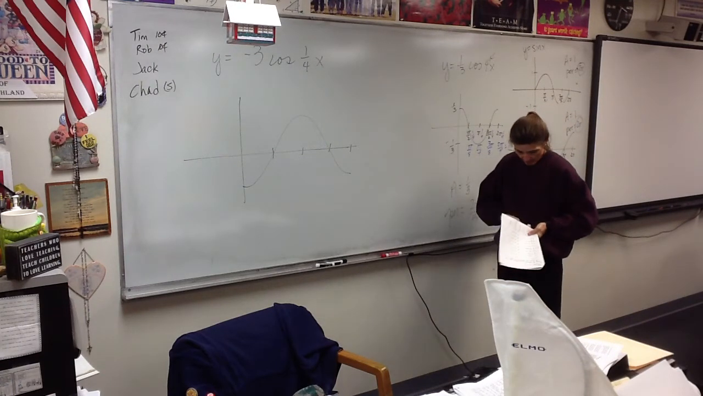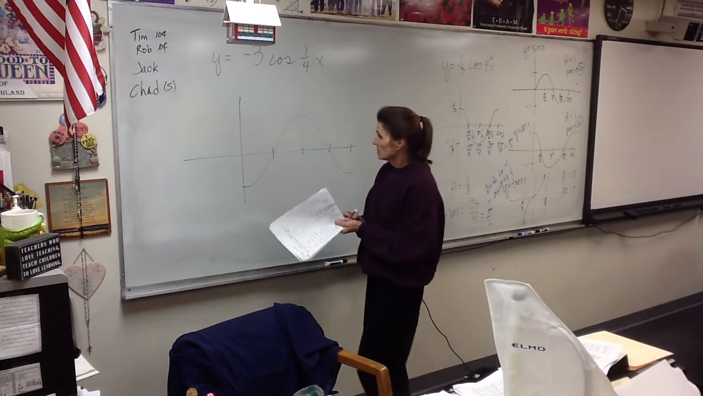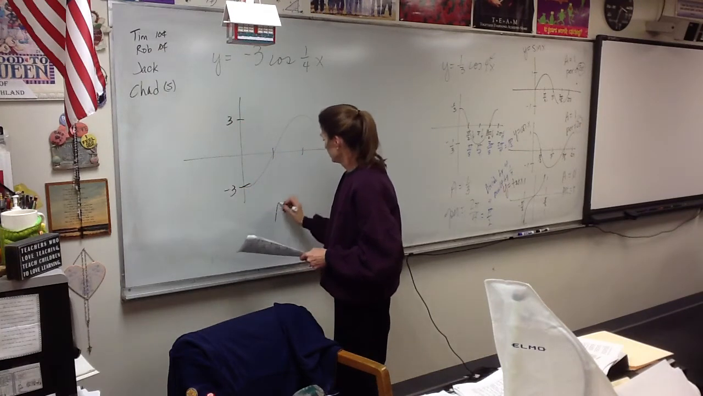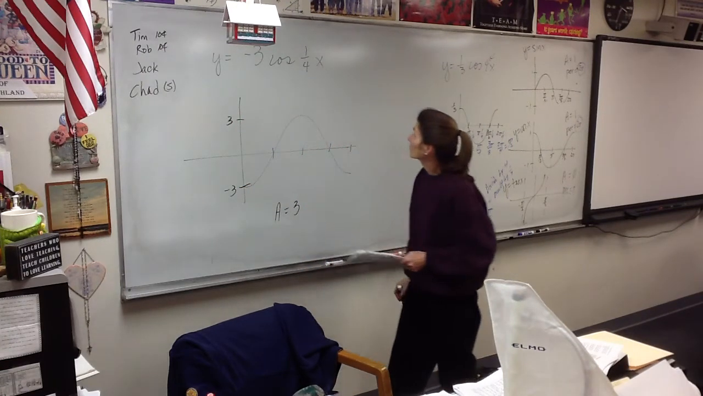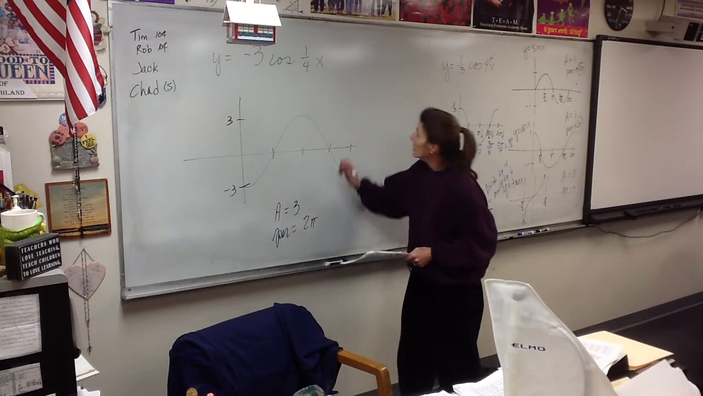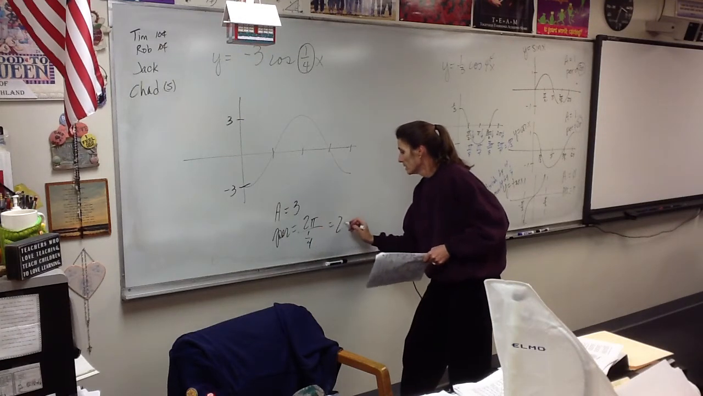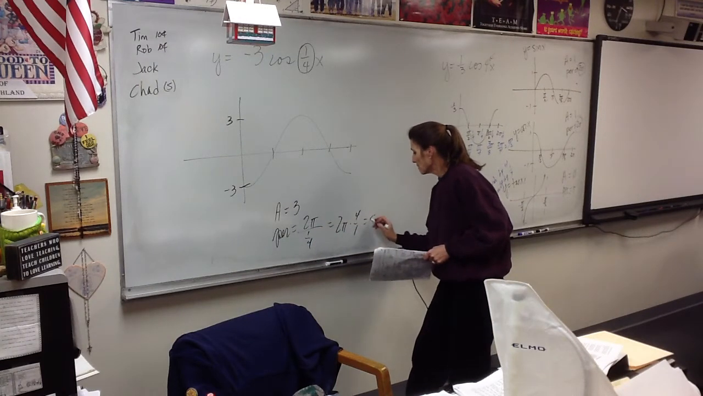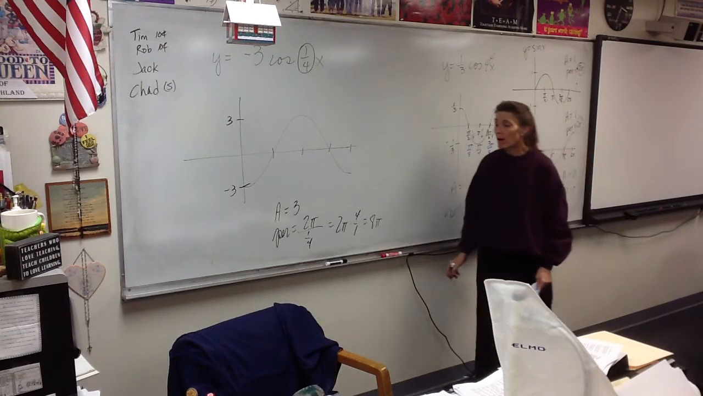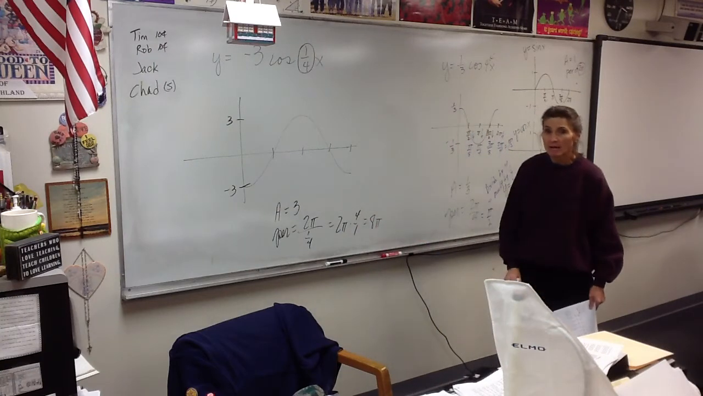I need to put my labels in there. So the amplitude is 3. And the period should be 2 pi, but it's been divided by 1/4, which means it's actually been multiplied by 4. 2 pi divided by 1/4 is 2 pi times 4.